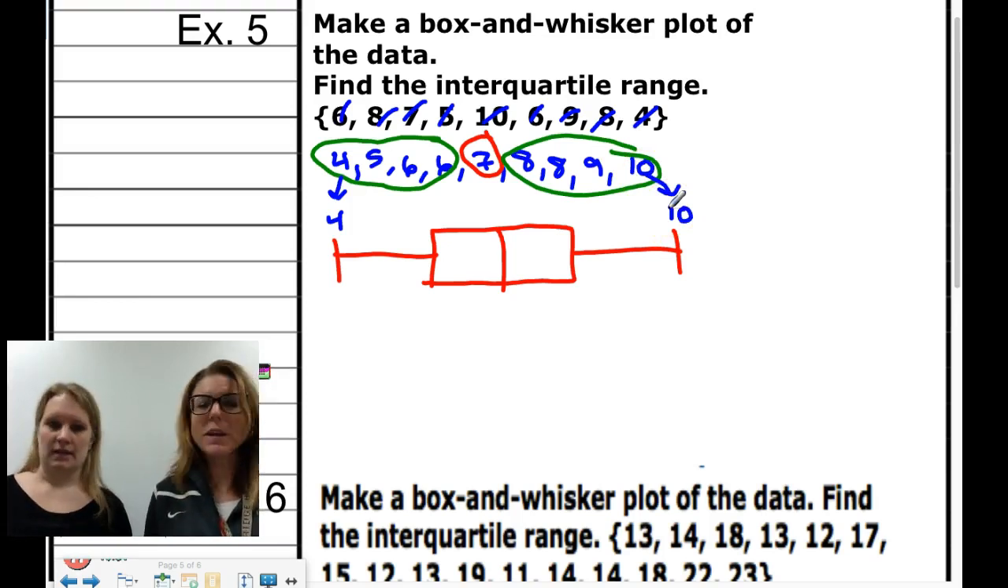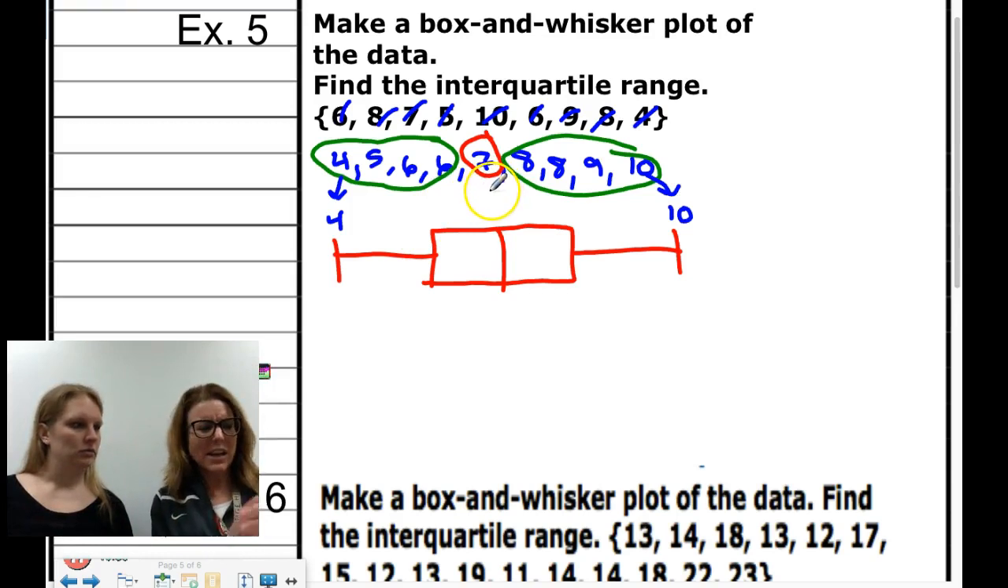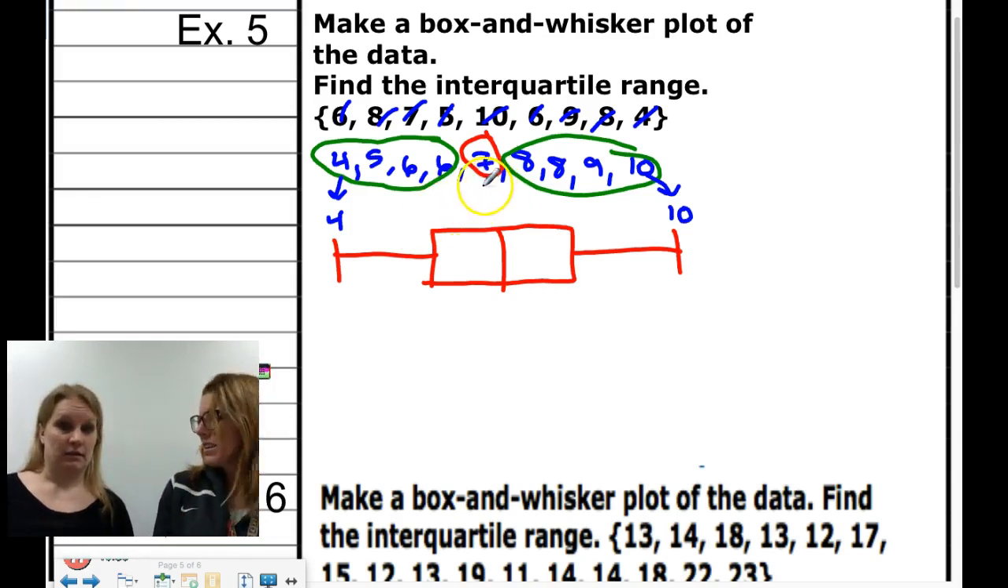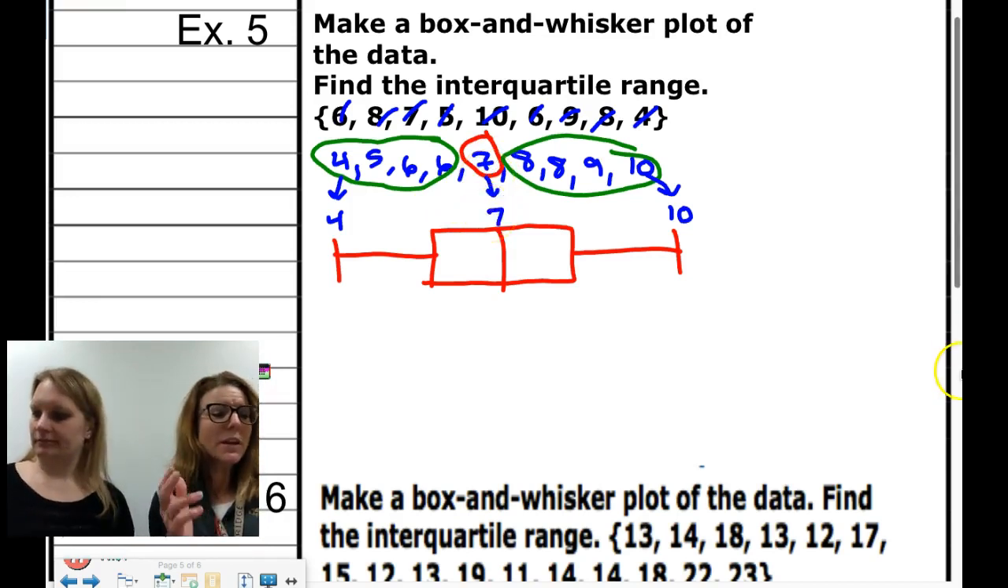Do we have to do dots, like they did there? I've seen it both ways. I don't care, as long as this is good. And then we bring down the 7, which is the median. Perfect.